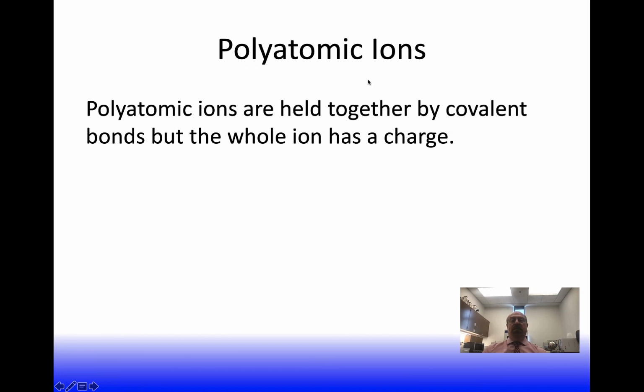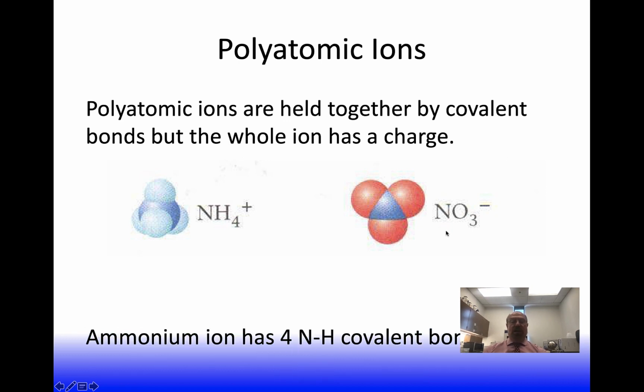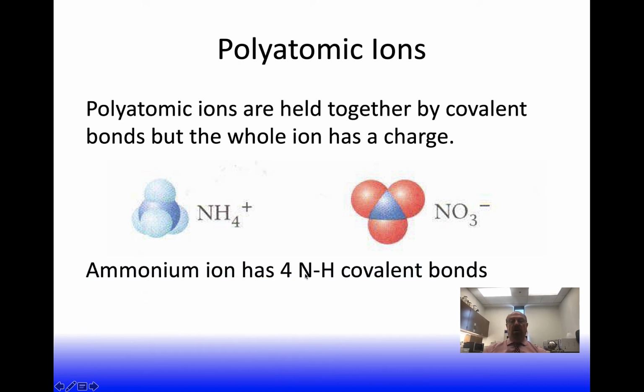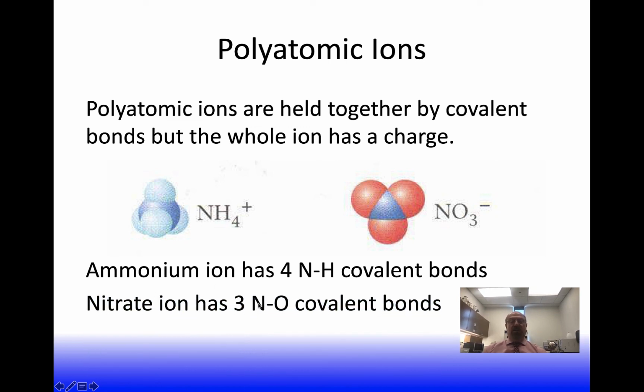Last little comment that I wanted to make was about polyatomic ions. Polyatomic ions are held together by covalent bonds, but the whole polyatomic ion itself has the charge. So for instance, here's an ammonium ion, here is a nitrate ion. The ammonium has 4 nitrogen-hydrogen covalent bonds. The nitrate has 3 nitrogen-oxygen covalent bonds, but the entire structure has a charge and it won't fall apart in water. In other words, you put ammonium nitrate in water, it will form ammonium ions and nitrate ions, but the individual polyatomic ions do not break apart.